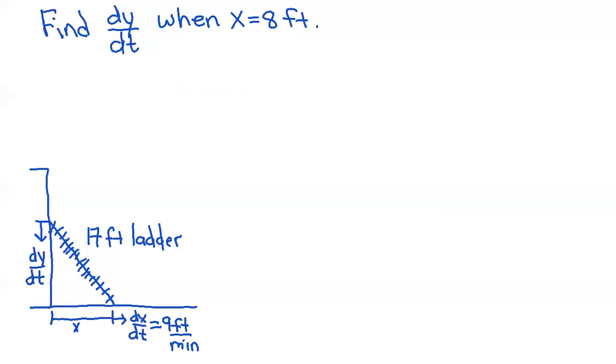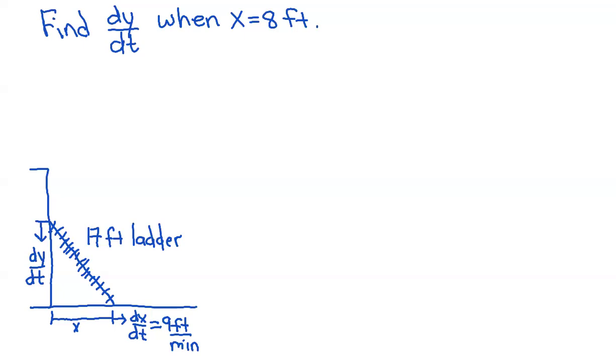All right, let's look at this problem of the sliding ladder. So we have a 17-foot ladder that is placed against a building. The base of the ladder is slipping away from the building at a rate of 9 feet per minute. Find the rate at which the top of the ladder is sliding down the building at the instance when the bottom of the ladder is 8 feet from the base of the building.